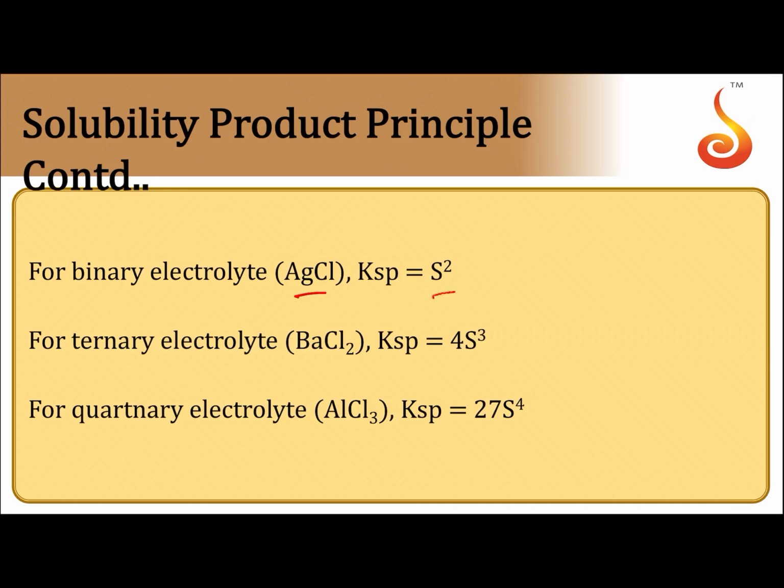For a salt like AgCl, Ag plus into Cl minus will come, S square will come. For BaCl2 it will be Ba 2 plus into Cl minus whole square, and Cl minus square will be 4, because Ba 2 plus gives 2 Cl minus. So 4S cube will come. In the case of a quaternary salt like AlCl3, where ions altogether are 4 in number, it will be 27 S to the power of 4 we have.